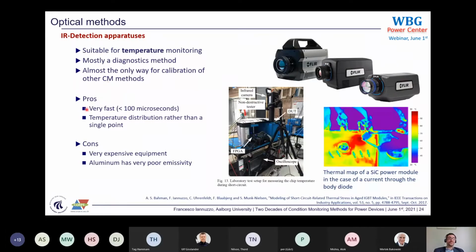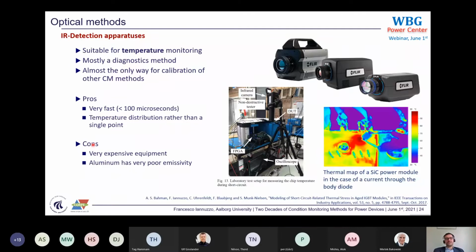First of all, it is very fast, so you can really detect what the change in temperature is before your sensor is aware of it. The second reason is that you get the temperature distribution, a typical screenshot here, rather than a single point. So you have a better picture of how your temperature distribution looks.